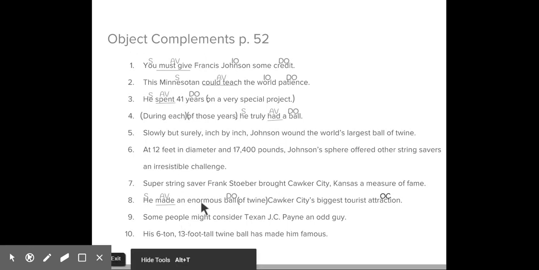Enormous is not an IO. It's just describing ball. But then we've got all this stuff down here. Tourist is describing attraction. Biggest is describing attraction. Cawker City's is describing attraction. But the word attraction is describing the ball. So attraction, renaming ball, is my OC.